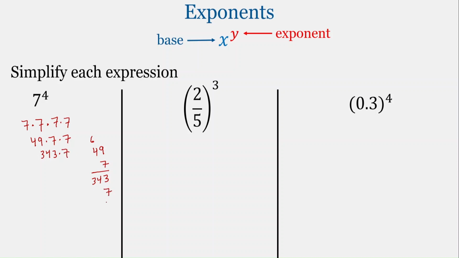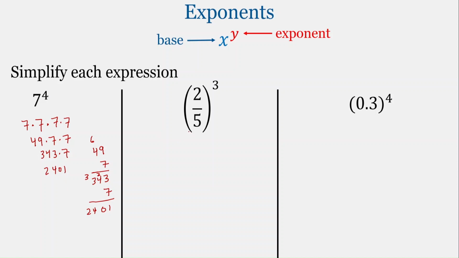Times 7. So we'll multiply by 7 again. It's 21. 28 plus 2 is 30. And then that's 21 plus 3 is 24. So we have 2401. So 7 to the 4th power is 2401.